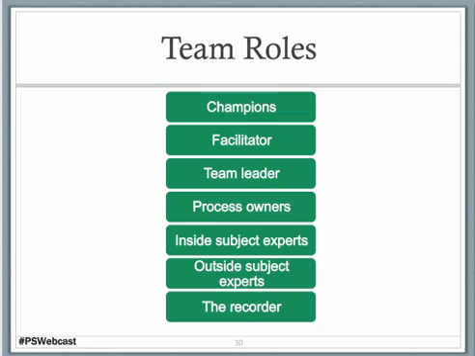Process owners are those that actually do the work. And then SMEs, subject matter experts, can be either inside or outside of the practice, or inside or outside of the process itself. And I'm going to give you a brief example on this in a couple of minutes. And then finally, the other team role is the recorder, because what you want to do is document.